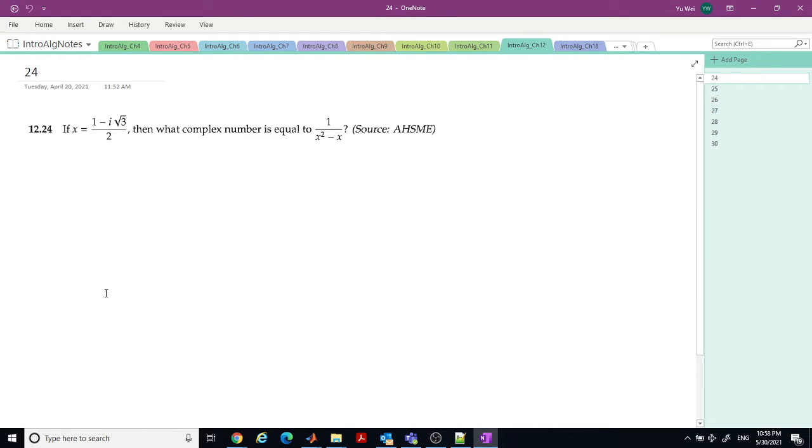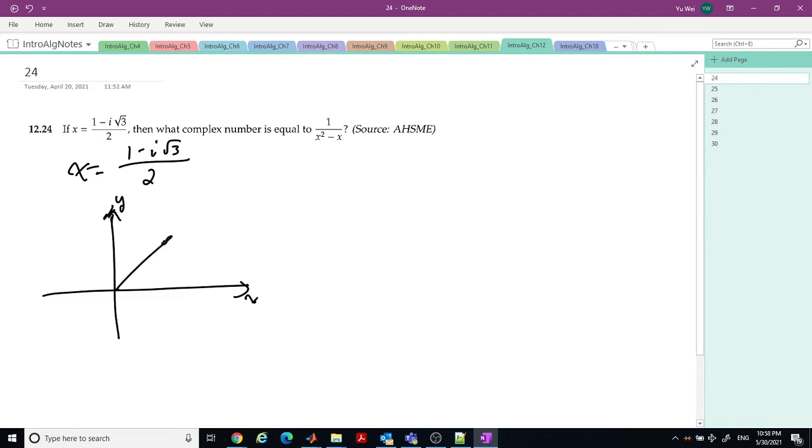Okay, let's start with the challenge problem of chapter 12. So the first one: if x equals 1 minus i root 3, you know for any complex number we can represent it in the xy coordinates, and any complex number can be represented by a real part, right?